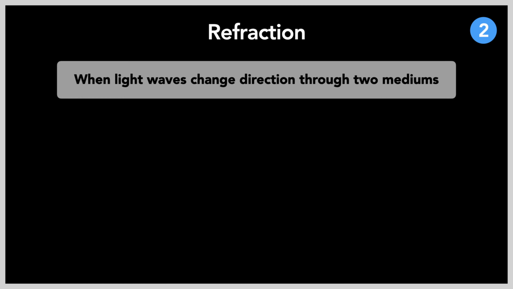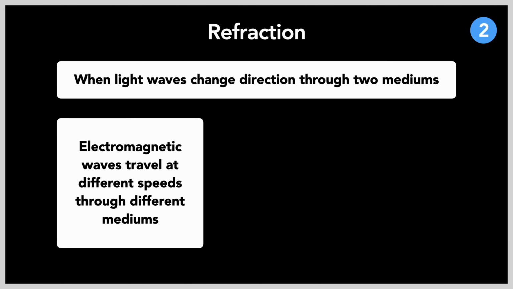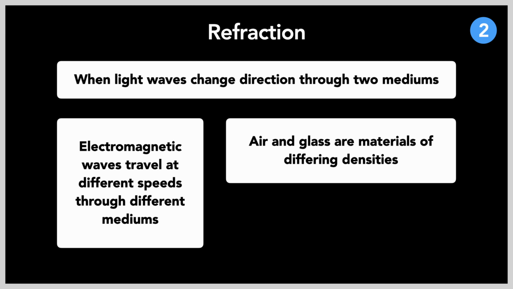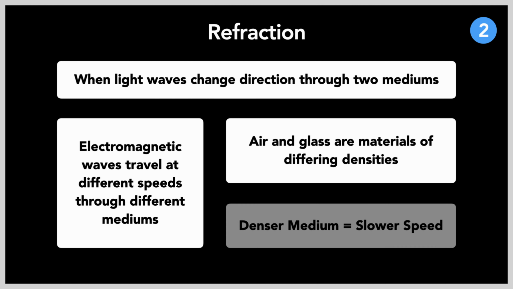Refraction occurs when light waves change direction while traveling through two different mediums. This is because electromagnetic waves, such as light, travel at different speeds through different mediums. Two separate mediums, such as air and glass, are of different densities. In the case of electromagnetic waves, they'll pass through denser mediums slower than lighter ones.